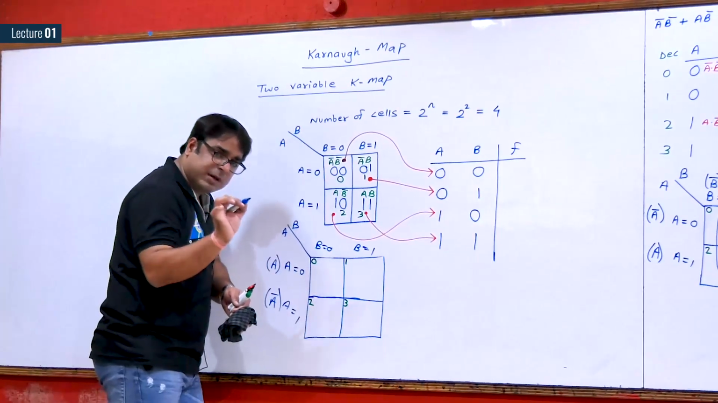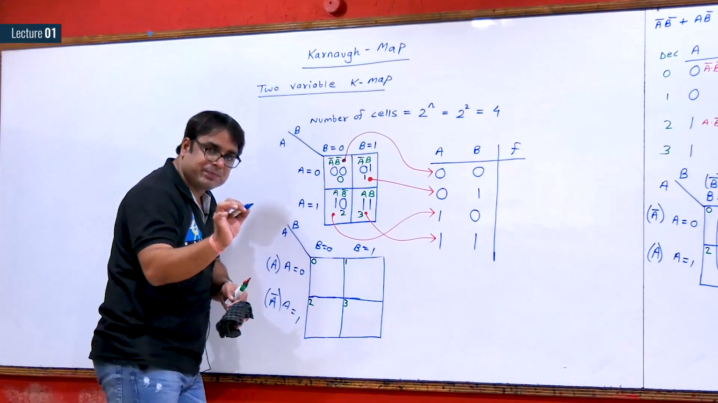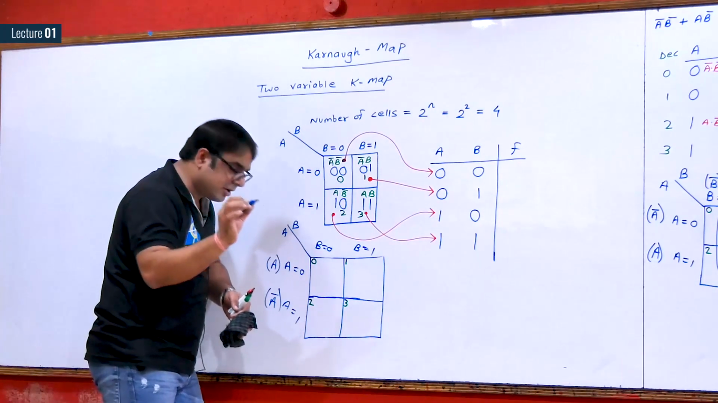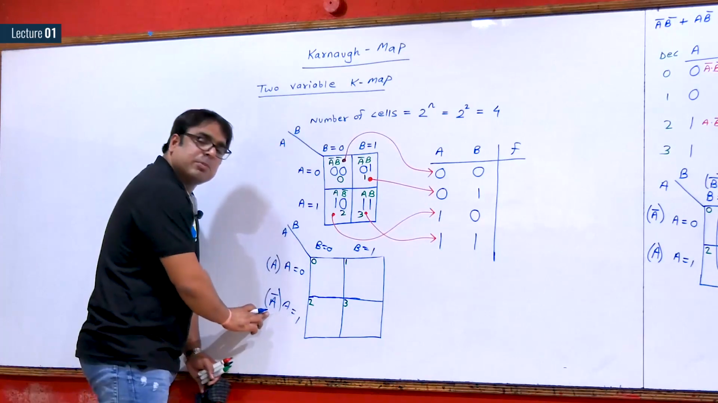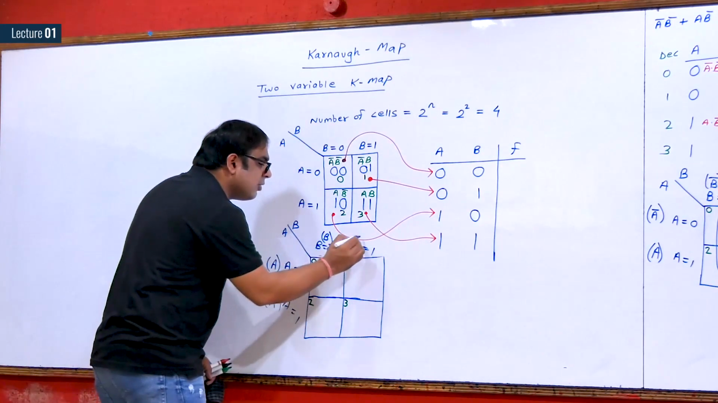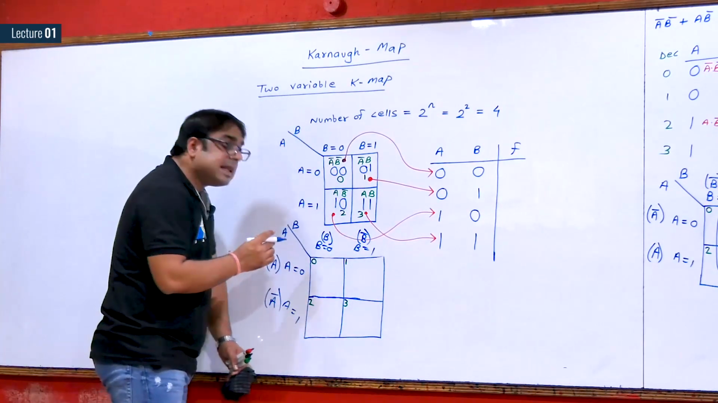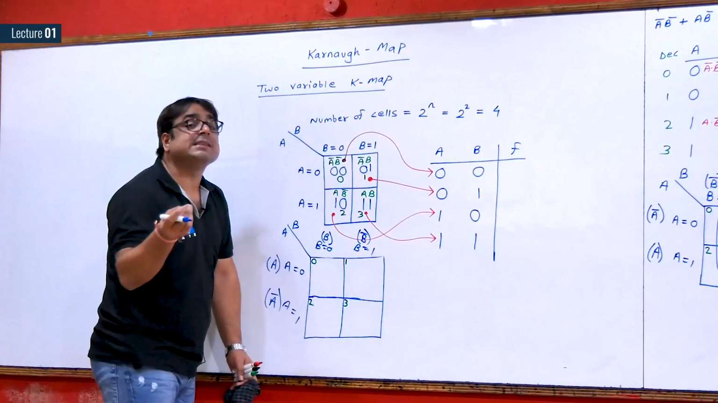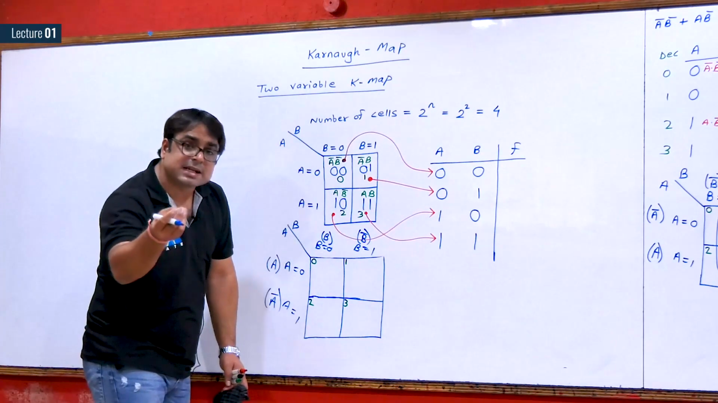Remember: POS, max term. 0 corresponds to normal, 1 corresponds to complement. In the same way for B, 0 corresponds to normal, 1 corresponds to complement. Now in POS, what are the individual terms? Product terms or sum terms? Individual terms are sum terms.